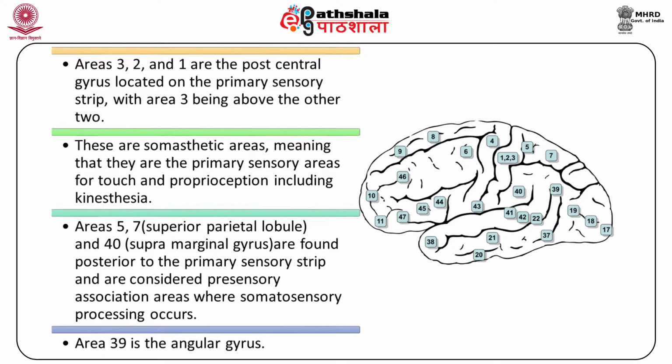kinesthesia. Area 5-7, that is superior parietal lobule, and 40, that is supramarginal gyrus, are found posterior to the primary sensory strip and are considered presensory association areas where somatosensory processing occurs. Area 39 is the angular gyrus.